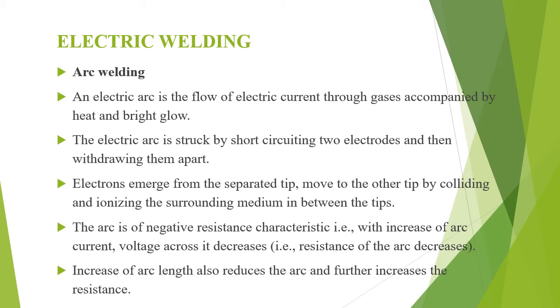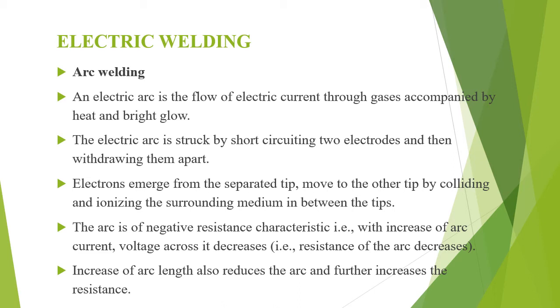Another classification of electric welding is arc welding. An electric arc is the flow of electric current through gases accompanied by heat and bright glow. The glow is due to ionization and dissipation of energy of the surrounding medium. The electric arc is produced by short circuiting two electrodes and then withdrawing them apart. Electrons emerge from the separated tip of one electrode and move to the other tip of the electrode by colliding and ionizing the surrounding medium between the tips.